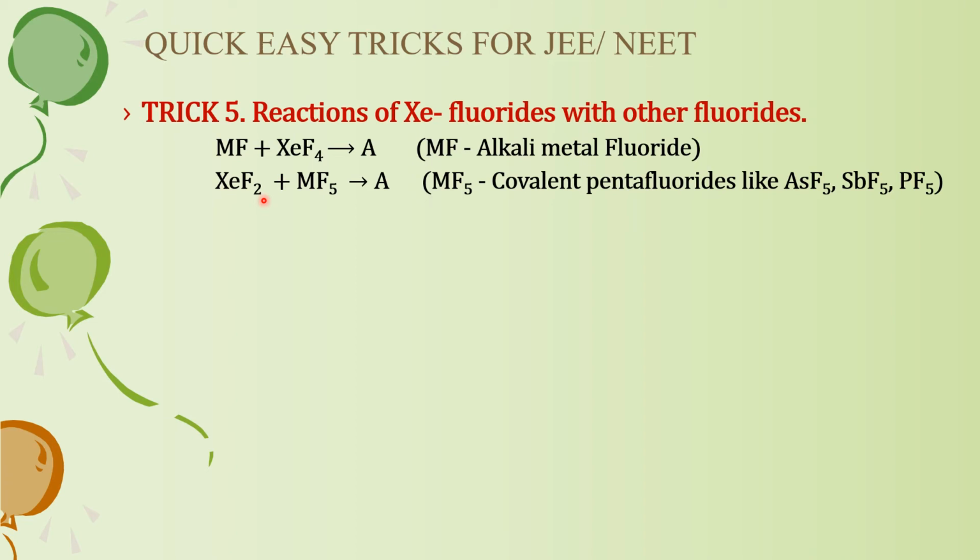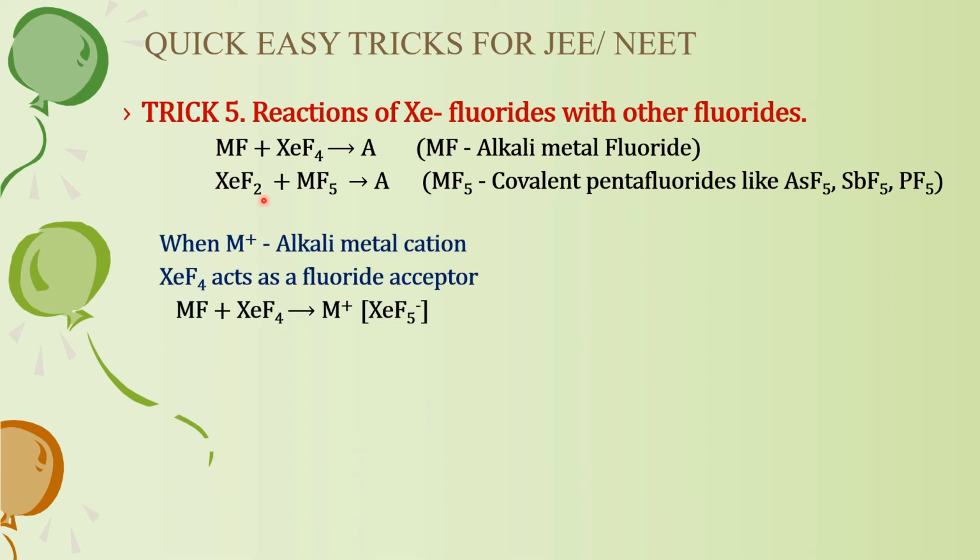Okay, once you have done that, if it is an alkali metal fluoride, here we will be having M positive, the alkali metal cation. Here the xenon fluoride will be acting as a fluoride acceptor. So it will be accepting F negative from the alkali metal fluoride. When it accepts F negative, what will be left behind from the alkali metal fluoride? M positive. If it has accepted F negative, what will it form? XeF4 plus F negative is going to be XeF5 negative.